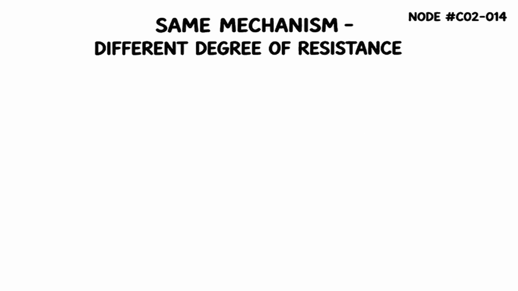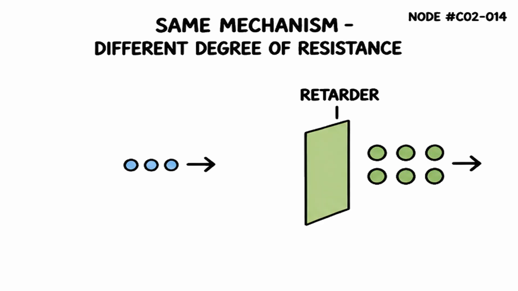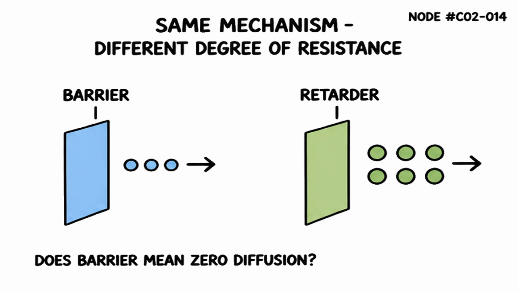Both terms concern molecular water vapor diffusion. A vapor retarder slows diffusion to a defined degree. In general usage, vapor barrier implies stronger resistance. The difference is degree, not vapor moving versus stopping completely. Does barrier mean zero diffusion?